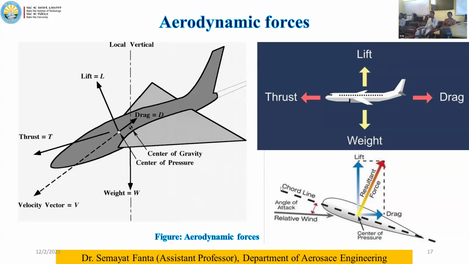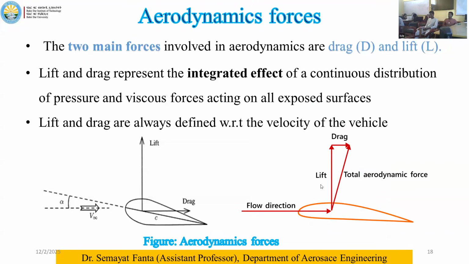And we already discussed this. So we have the chord line. The chord line creates an angle with the relative wind direction that is known as the angle of attack. So this is the angle of attack. So these are aerofoil terms, actually.